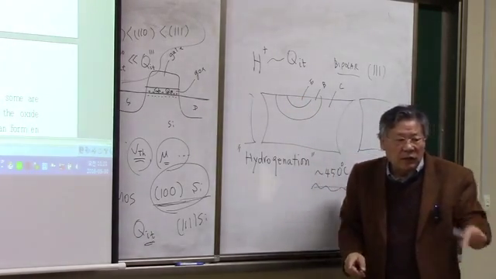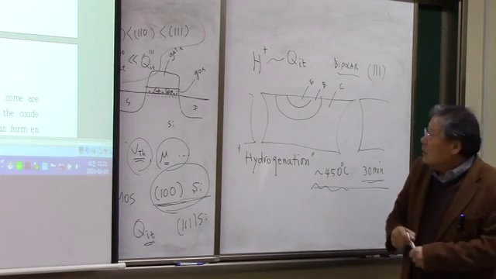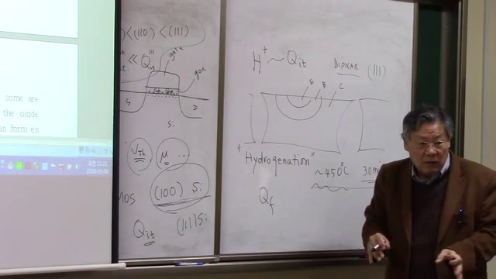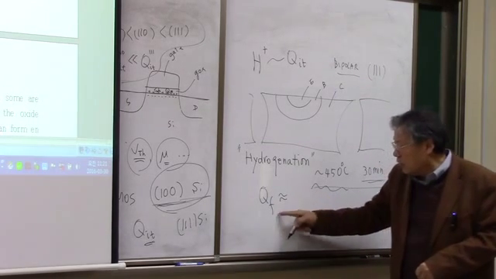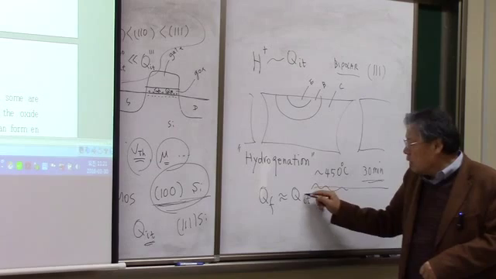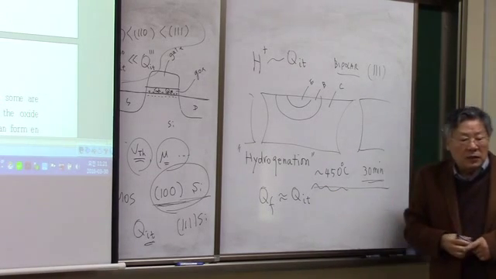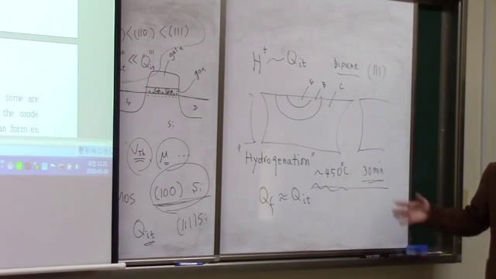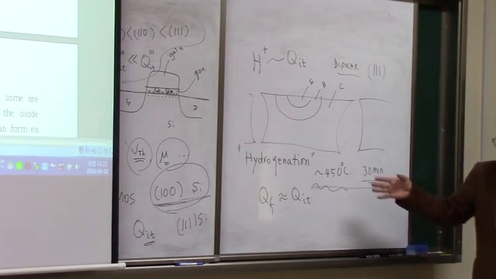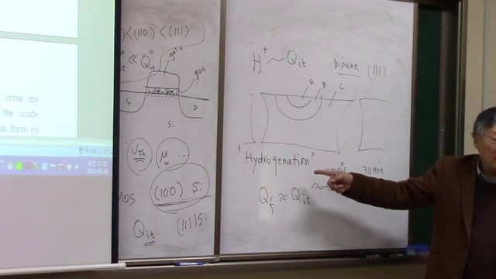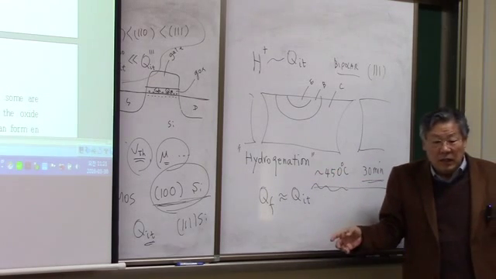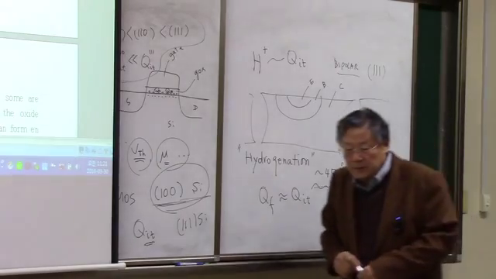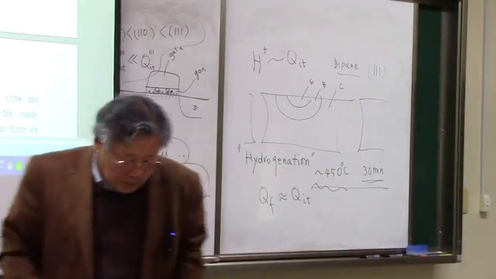If you decrease the interface trap charges, then the fixed charges are going to be decreased as well, accordingly, because these fixed charges are about equal in amount to the interface trap charges. So this is what we call the hydrogenation process, and it is going to be carried out at the end of the fabrication process. And that's very important, okay?